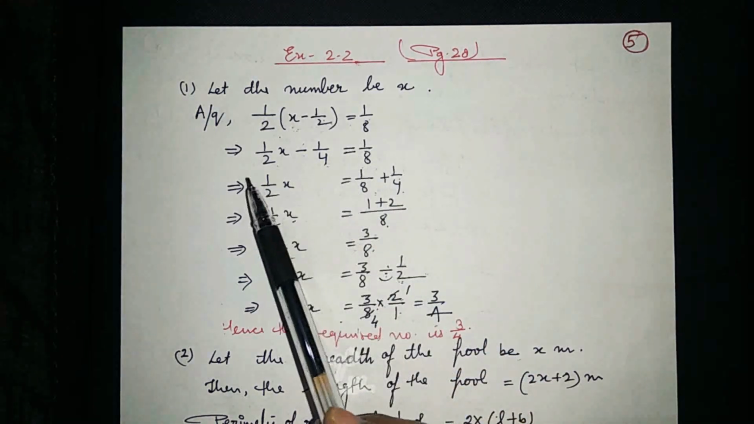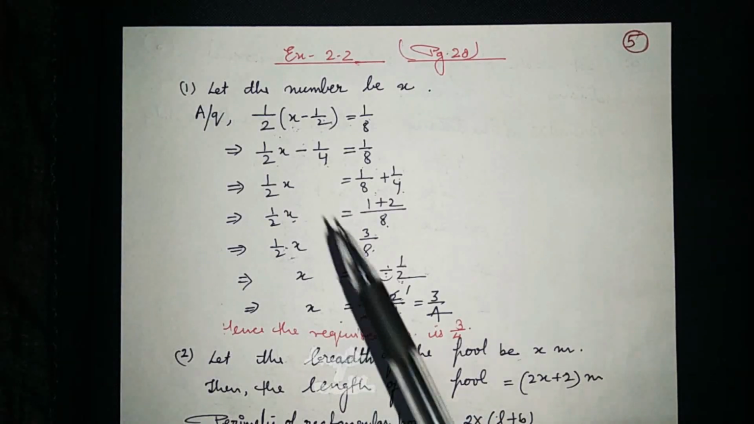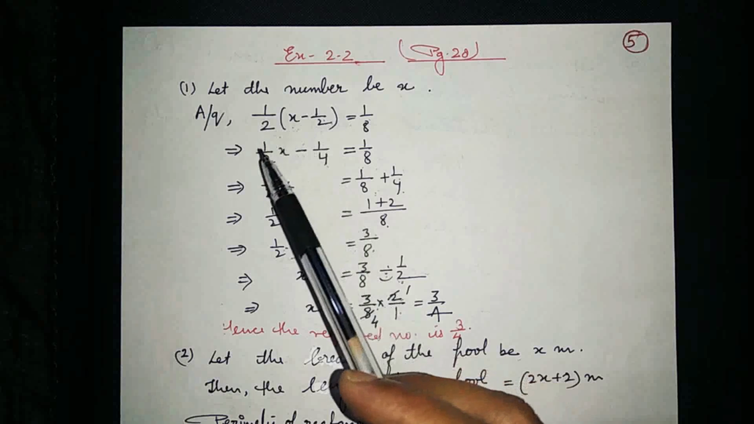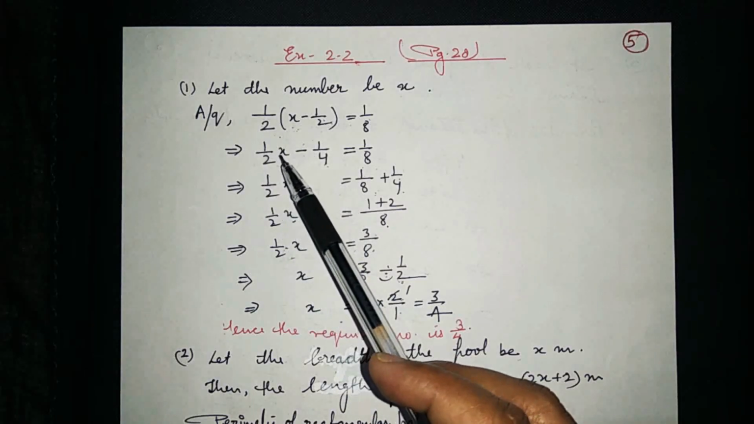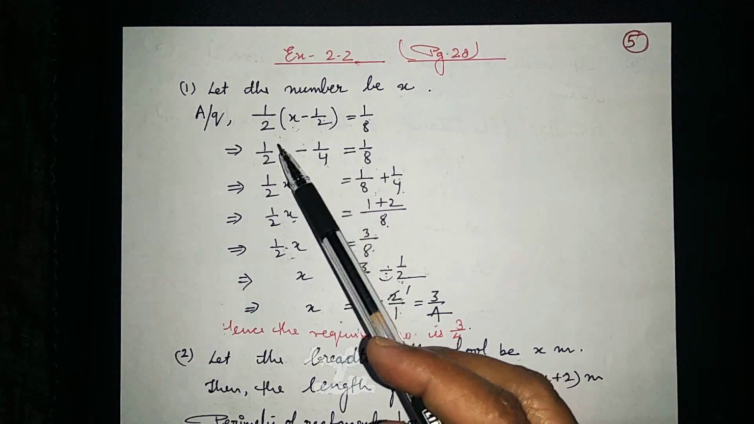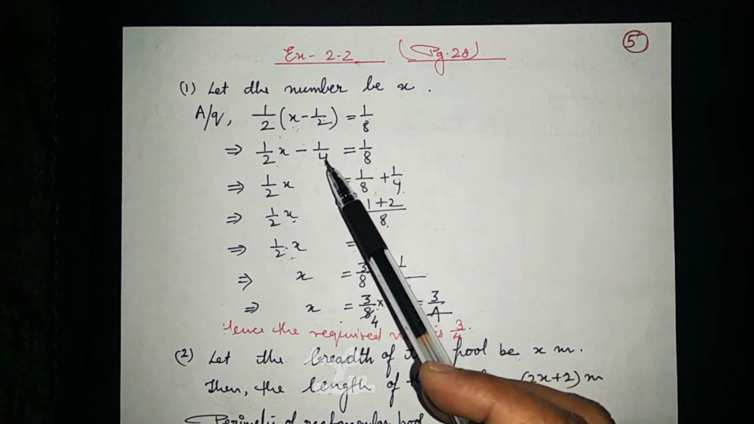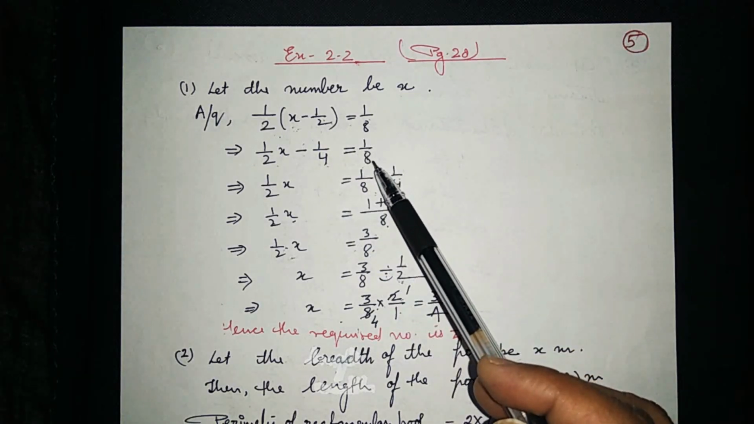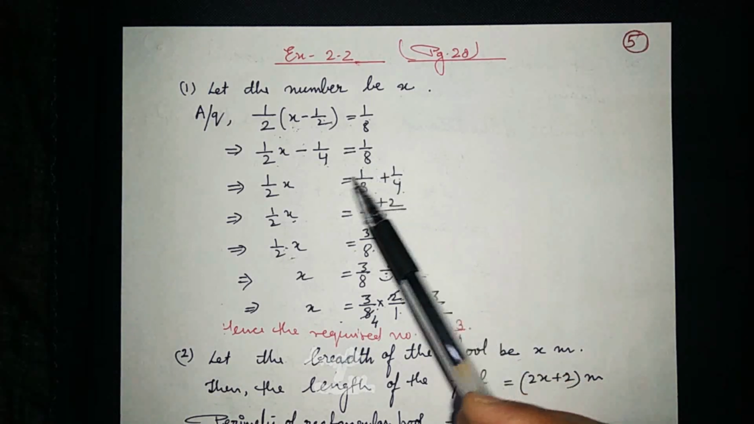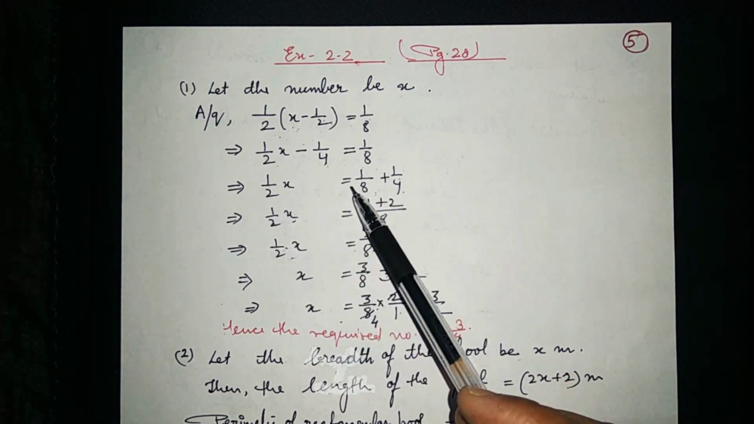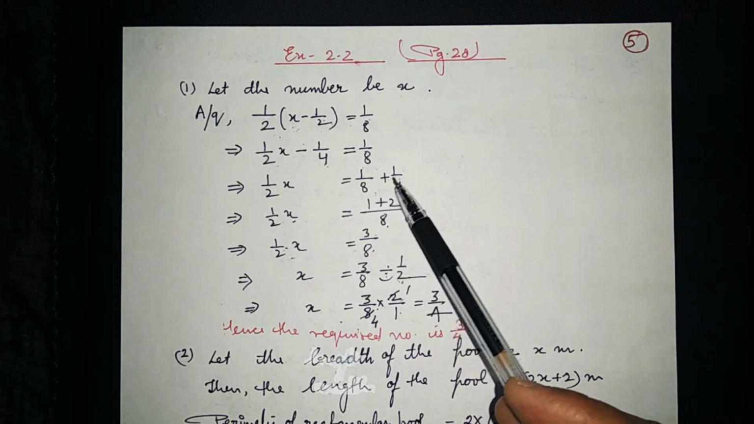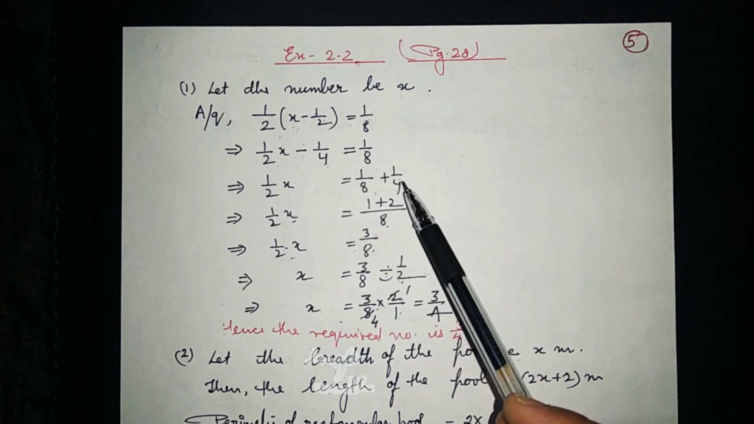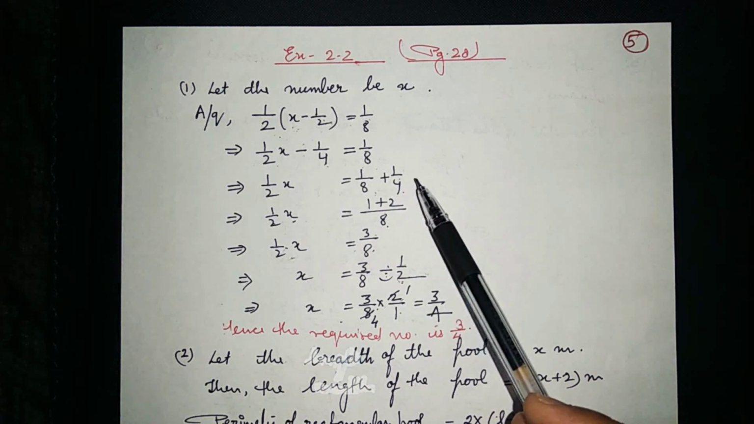Now see how we will solve this equation. 1 by 2 into x minus 1 by 2. Now we will solve it. 1 by 2 x minus 1 by 2 into 1 by 2. If we multiply, then what will come? 1 by 4 is equal to 1 upon 8. Then 1 by 2 x is equal to 1 upon 8 plus 1 upon 4. Minus 1 by 4 we will transpose to the right hand side.